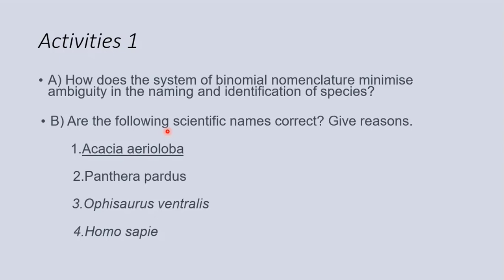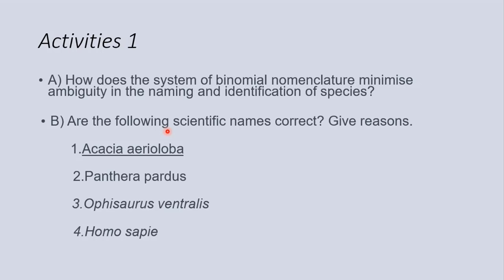So let's go. Number 1, is the scientific name correct? Latoya? Yes. And the reason? It is correct because the genus name is capitalized and the whole name is underlined. Perfect.